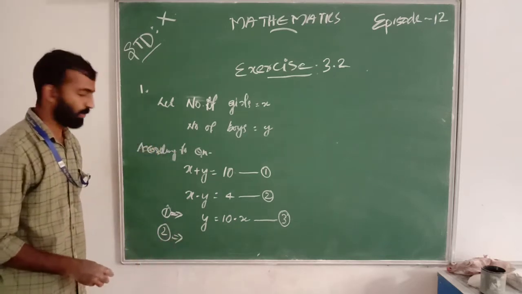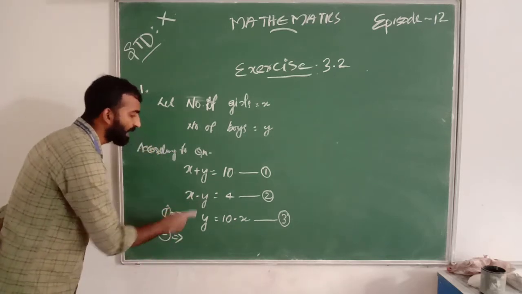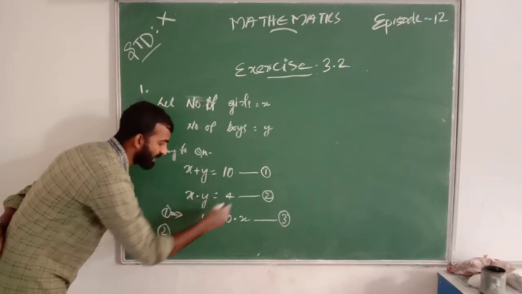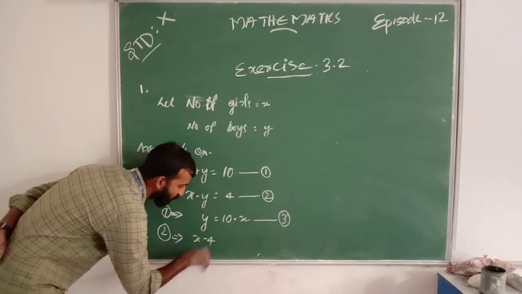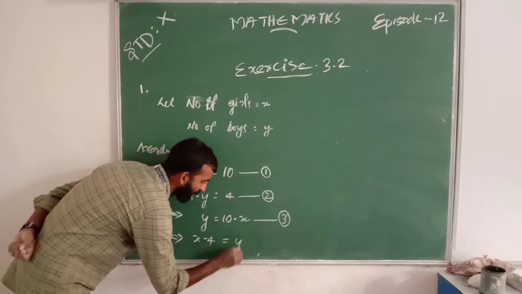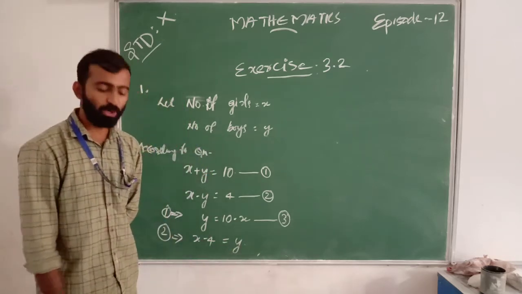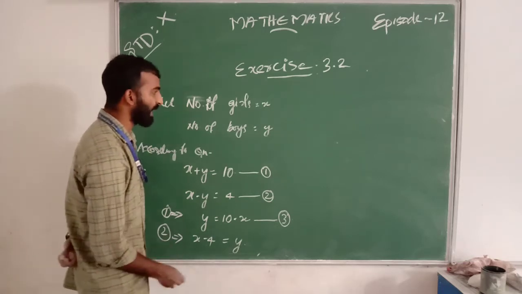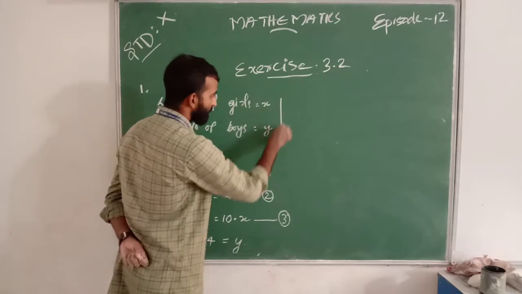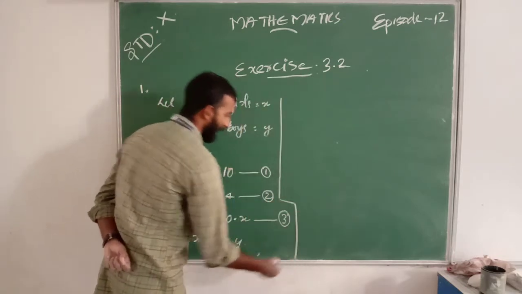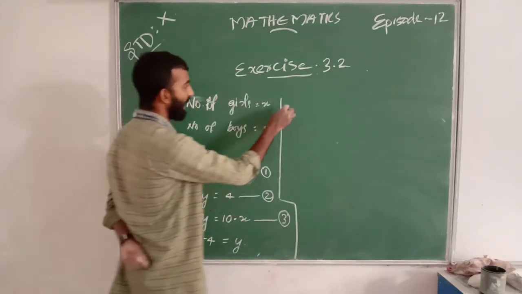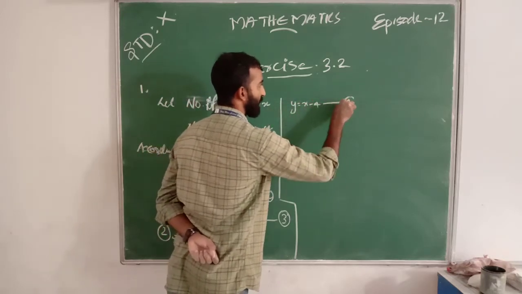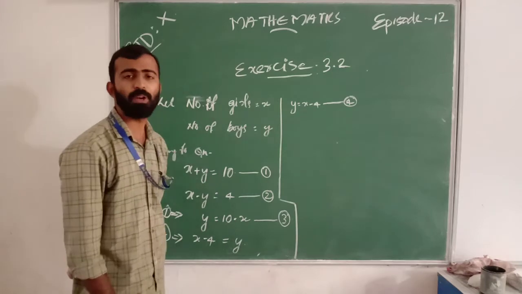Equation number 2, here is y. I want y, so I take y to the right side, that is x minus 4 equal to y. Is it right? Yes. I can rewrite: y equal to x minus 4. That is equation number 4.